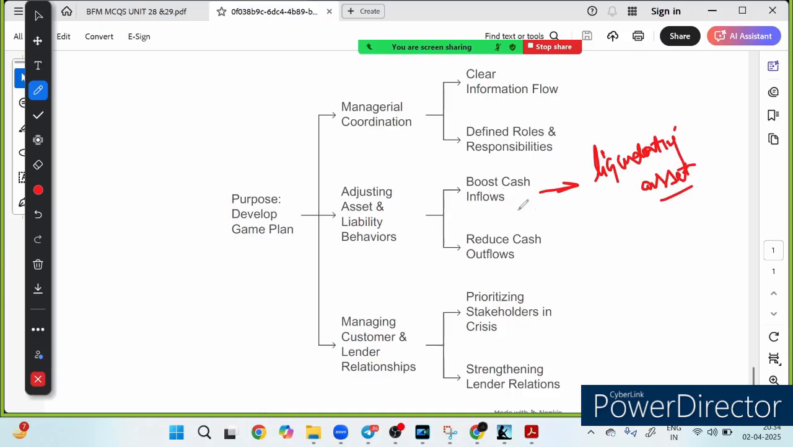Reducing outflow. How we can reduce cash outflow? So reducing outflow can involve delaying payment. Yes, we can delay payment for some time. This will reduce our outflow, or cutting cost temporarily. So these are the way to reduce cash outflow. And the last we have managing customer, lender and relationship.